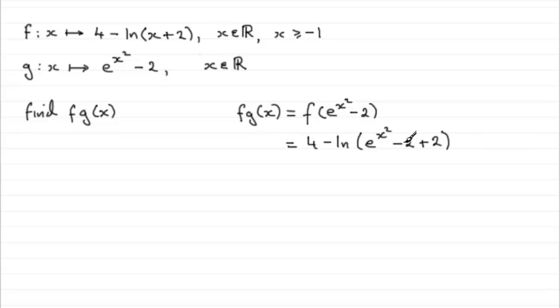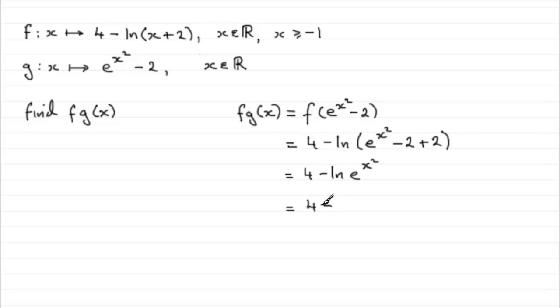Because obviously we could subtract, we've got minus 2 here, plus 2, that's going to be 0. So we've got 4 minus the natural log of e to the power x². Now when you've got something like this, where you've got something to a power in a log function, we should know the power rule for logs. We can bring this power to the front of the log. So hopefully you're aware of that rule.